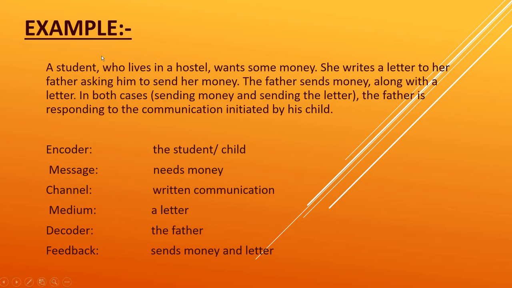Now just look at the example. A student who lives in a hostel wants some money. She writes a letter to her father asking him to send her money. The father sends money along with a letter. In both cases, sending money and sending the letter, the father is responding to the communication initiated by his child. Now here, encoder or the sender is the student or the child. The message is needs money, the channel is written communication and the medium is a letter. Decoder or the receiver is the father, and the feedback is he sends the money and the letter.